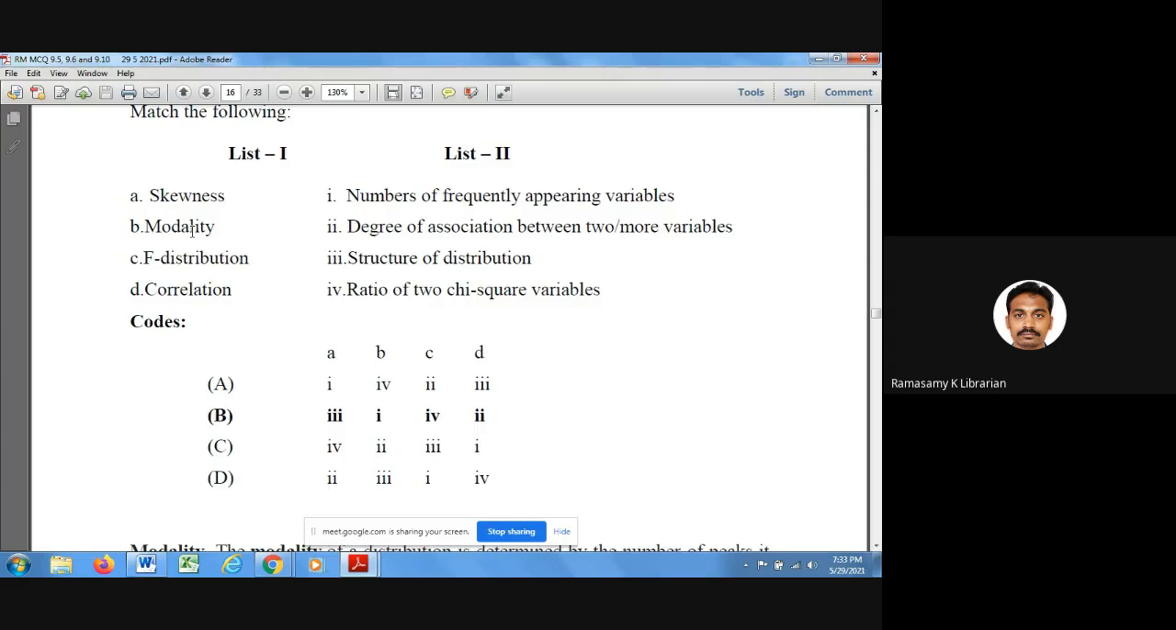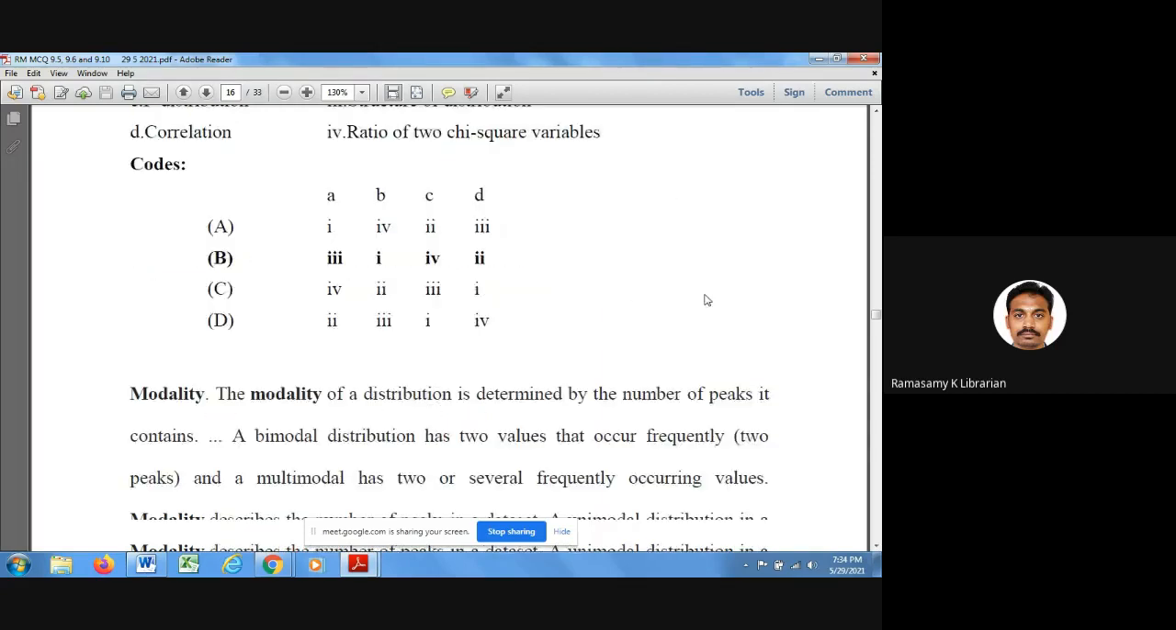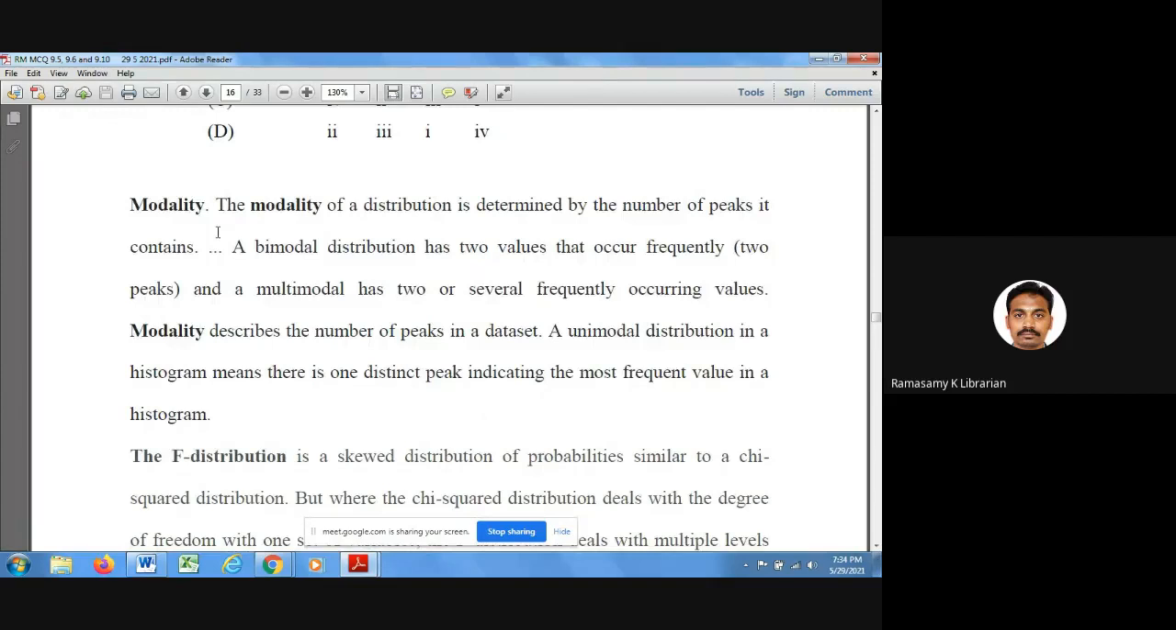But in some cases, we can have a bimodal distribution, where you can have two peaks. When you collect data from different people, calculate the scores and arrange them in a histogram, there will be two peaks, with a lot of observations at those two points. Sometimes multimodal, many peaks may be in the data. So modality talks about how many peaks are there in your data, the number of frequently appearing variables. I have given some explanation of what is modality, bimodal and multimodal. You can read it.